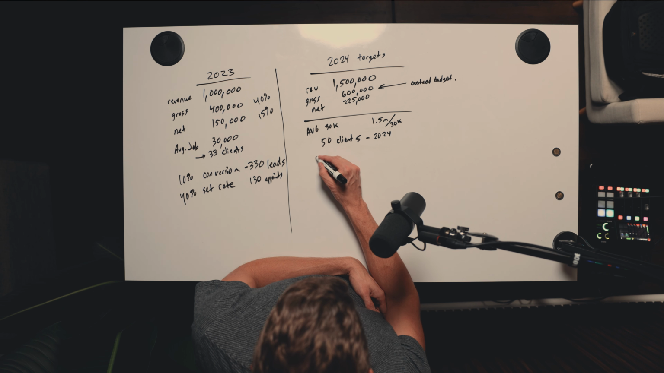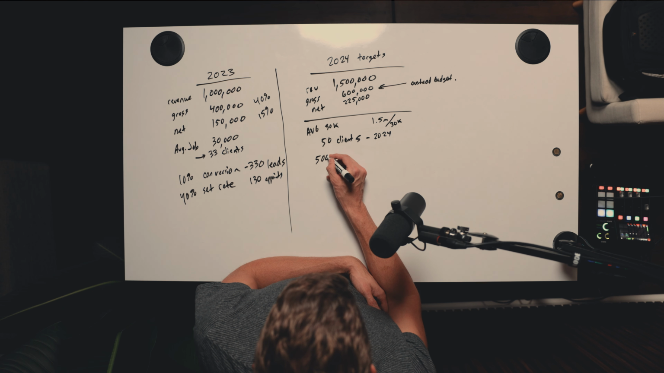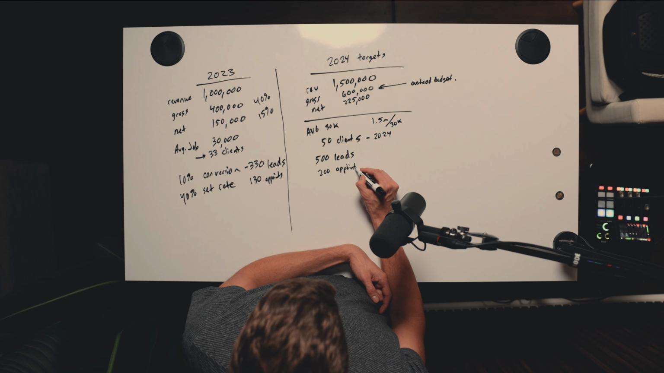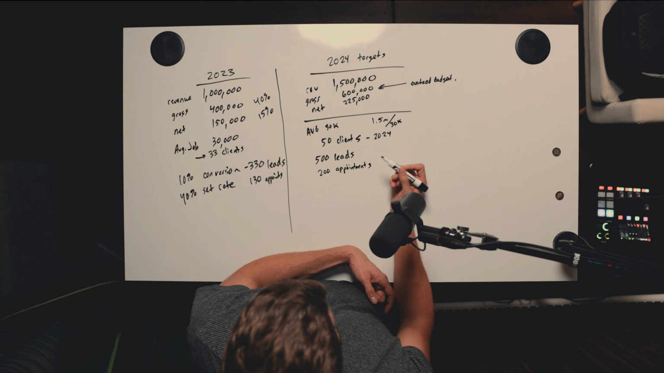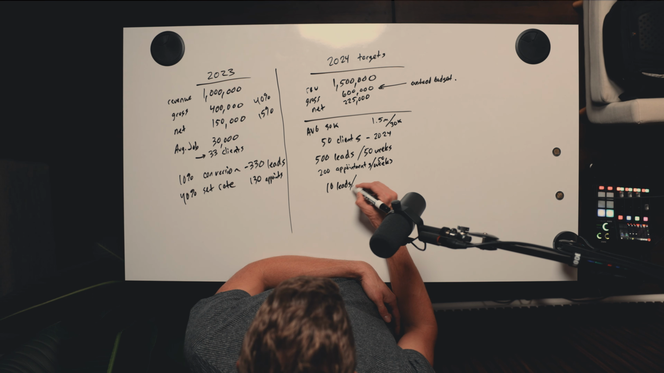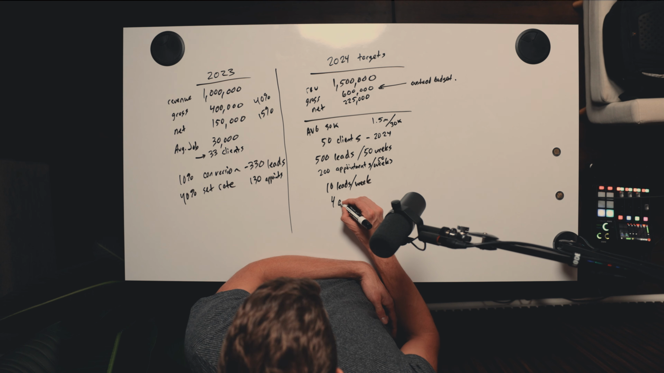If we're operating at a 10% conversion, then we can multiply that by 10 to get lead count. So we need 500 leads, and then we need to run a 40% set rate based on last year's data. That's 200 appointments. See how quickly we're working backwards from our $1.5 million. Now we know we need 200 appointments and 500 leads. We can divide this by 50 weeks, just an even, fun number, and that's 10 leads per week and 4 appointments per week.